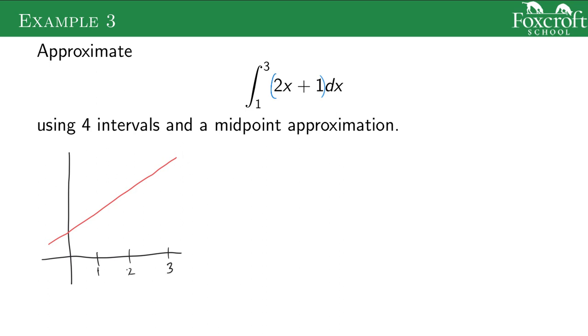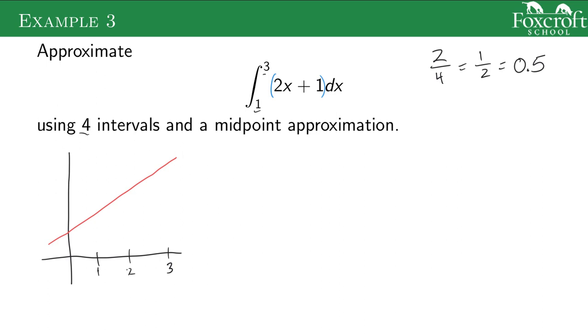And the first thing is to check how big our intervals are. From 1 to 3 is a distance of 2, and we break it into 4 intervals, which means our gap is a half. I'm just going to use decimals because we can use the calculator to help us. Each of our intervals has a width of 1/2.